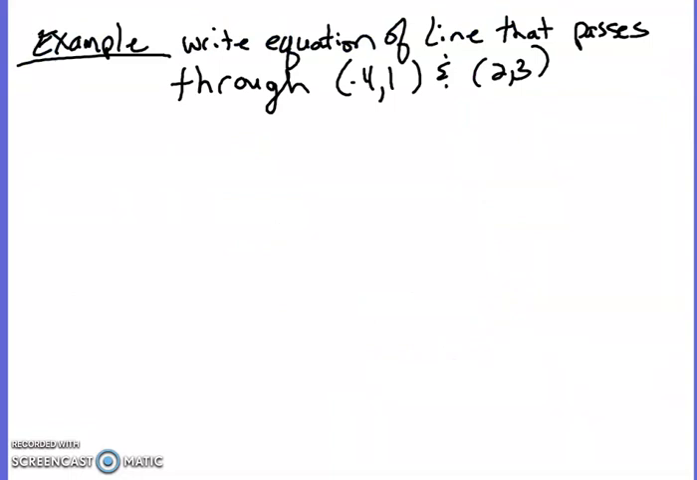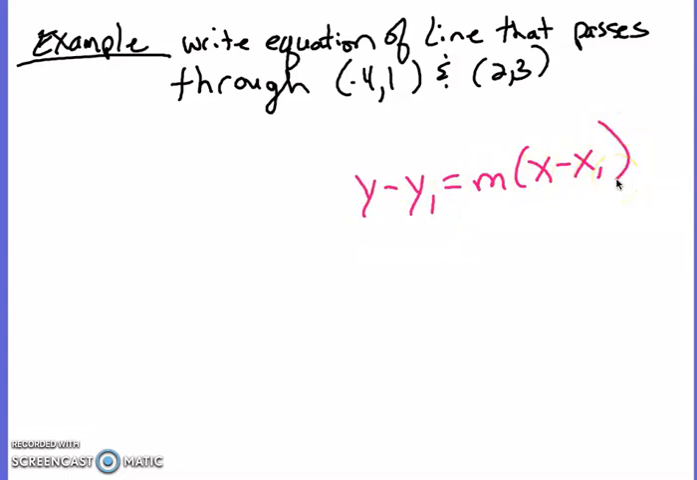All right, so here's another example. Write an equation of a line that passes through negative 4, 1 and 2, 3. And I should have written in the instructions, write the equation of a line in point slope form. This lesson is about point slope form, so it really should say that. So to do point slope form, remember the formula is this.